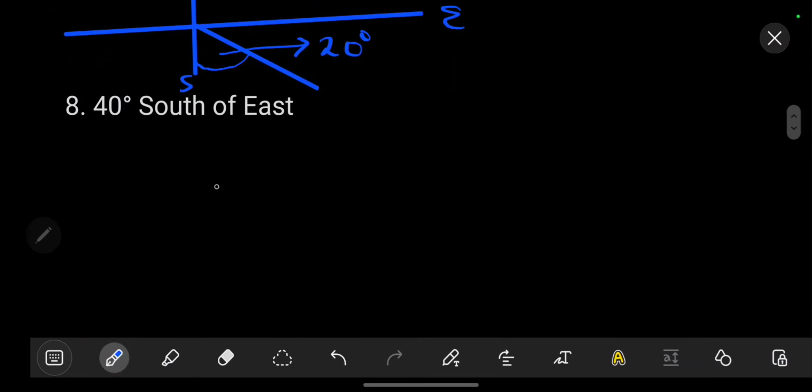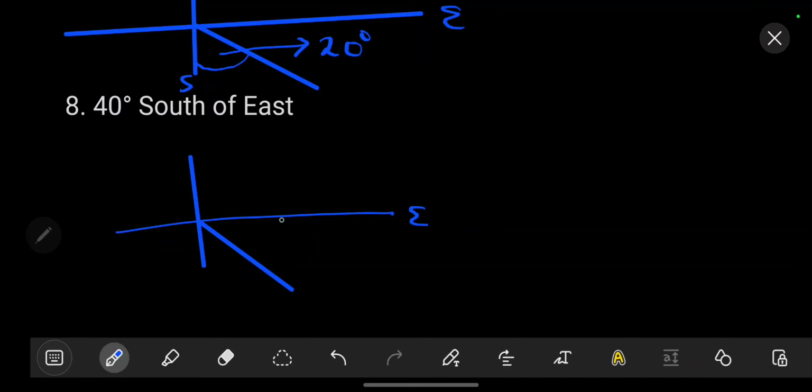Last but not the least, if we have our 40 degrees south of east, the line is the same. Go down while going to your east. Then 40 degrees south of east means begin at the east, then go towards the south. So this is our 40 degrees like that.